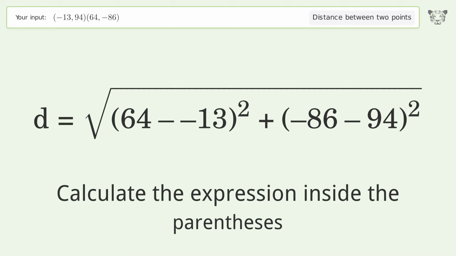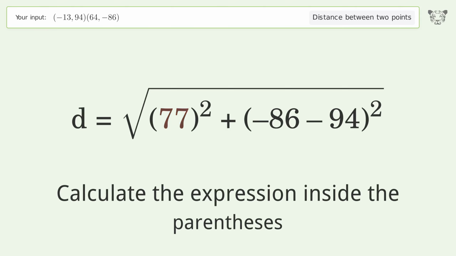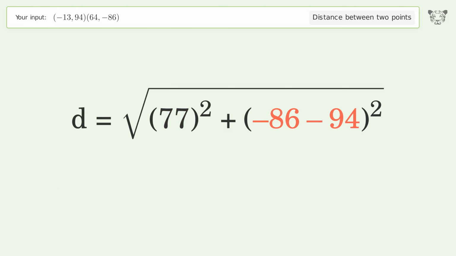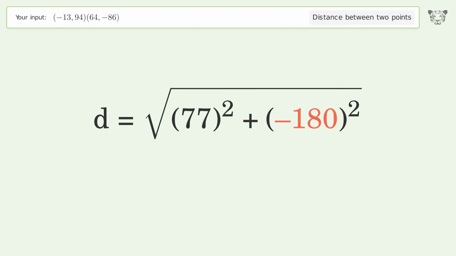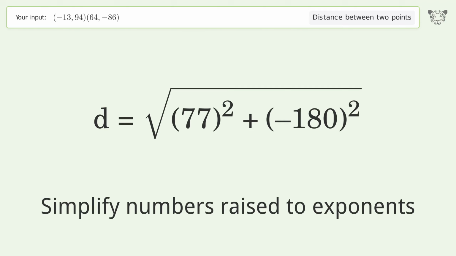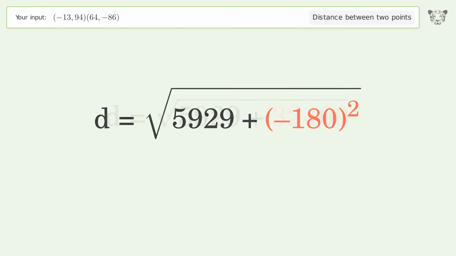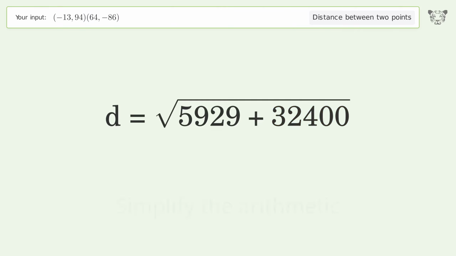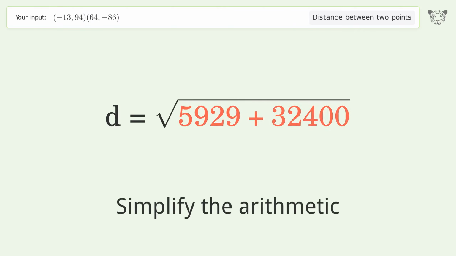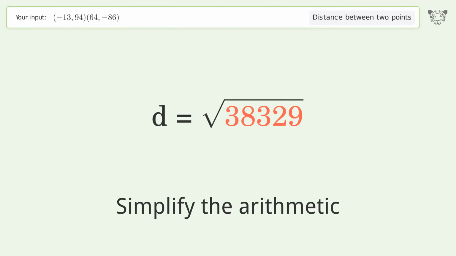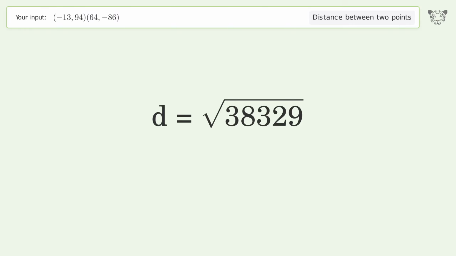Calculate the expression inside the parentheses. Simplify numbers raised to exponents. Simplify the arithmetic. And so the distance between the 2 points is the square root of 38,329, or 195.778.